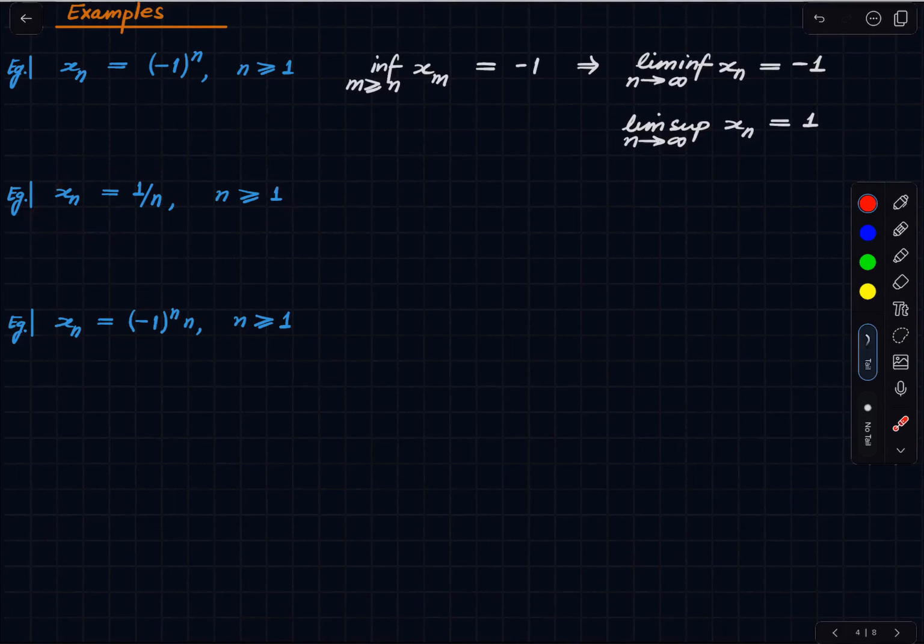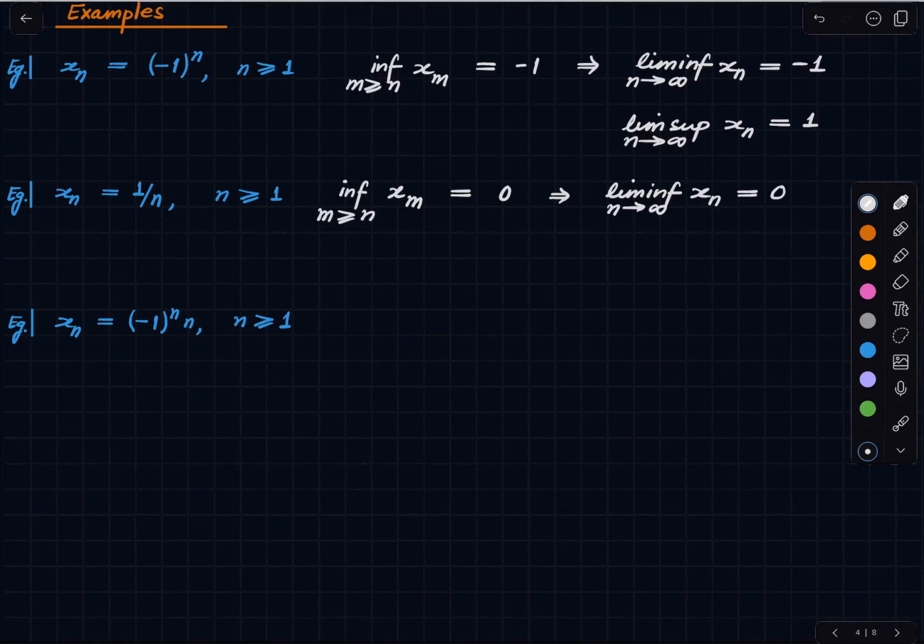Here, this is a monotonically decreasing sequence. So the infimum, well, it is easy to see that this number is actually 0. We have this sequence, which, visually speaking, drops down to 0. We previously saw that the infimum of all these numbers is actually 0. And the same reasoning shows that this is also 0. So that's fine, and therefore the limit inferior is 0.